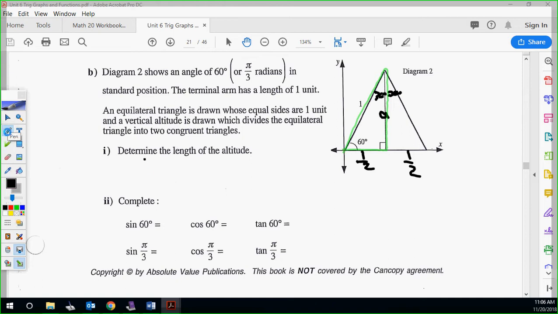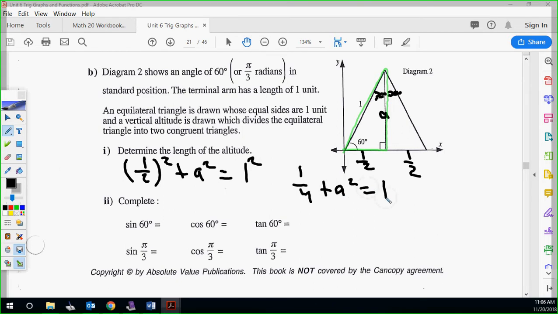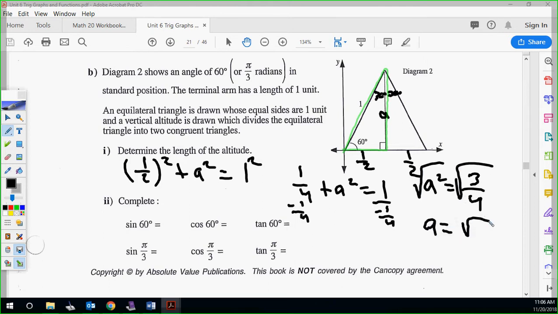So we have to do the Pythagorean theorem. We're going to go 1/2 squared plus A squared equals 1 squared. So leg squared plus leg squared equals hypotenuse squared. So 1/2 squared, remember squaring fractions, square top and bottom. I get 1/4 plus A squared equals 1, minus the 1/4. A squared equals 3/4. And we square root. I can square root the 4, but not the 3. So it's root 3 over 2. Root 3 over 2 is one of your main values for the unit circle.